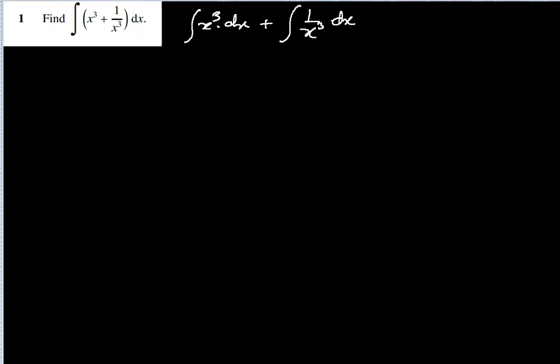In this question number 1, they're asking us to integrate this particular function. Since they have a positive in between them, let's separate them. I can write x cubed dx separate and 1 over x cubed dx separate, right?